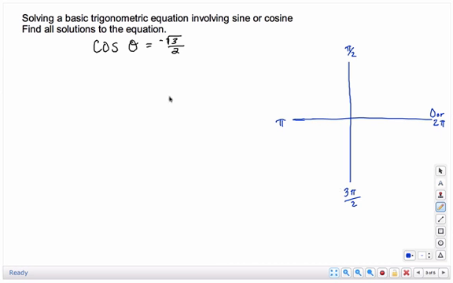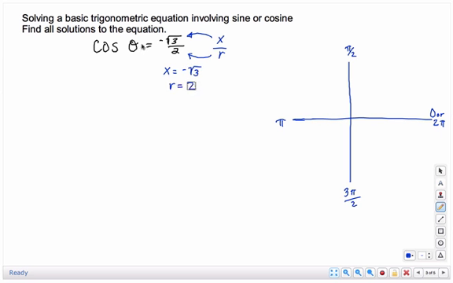I'll go through this one a little bit faster. This is cosine of theta equals a negative square root of 3 over 2. You can see it's already solved for cosine, so that makes it easier. You've got to remember that cosine is x over r. By the way, r is always positive. So if there's a negative, it goes with your x or your y value. So we're going to use x as a negative square root of 3, and r is 2.